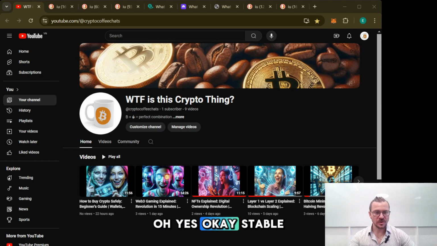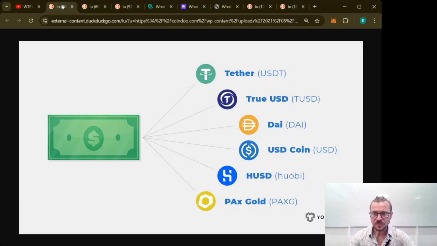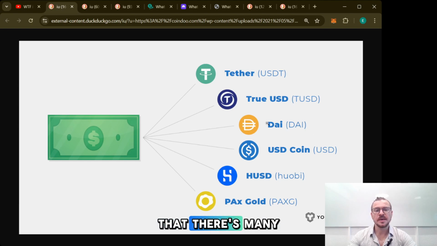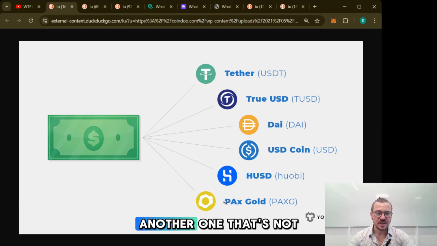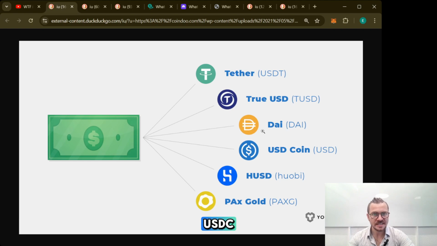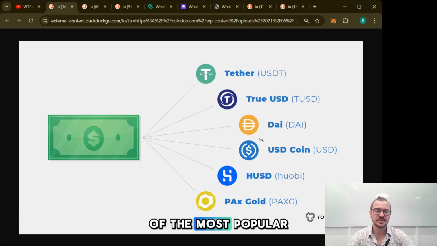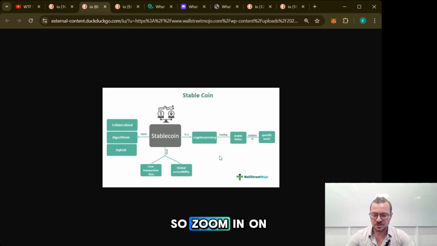Okay, stablecoins. To begin, this is what I wanted to show you, that there's many different types of stablecoins. The most common one that you're going to see a lot is USDT. Another one that's not on this list is USDC. Those two are kind of the most popular stablecoins right now. And the thing we should start with is that there's different types of stablecoins. Okay, so let's zoom in on this a little bit.